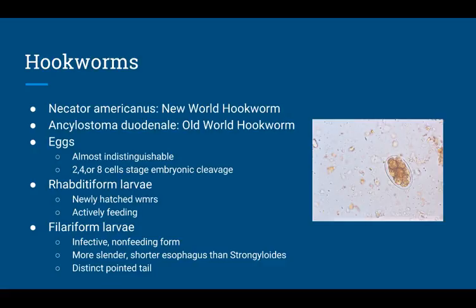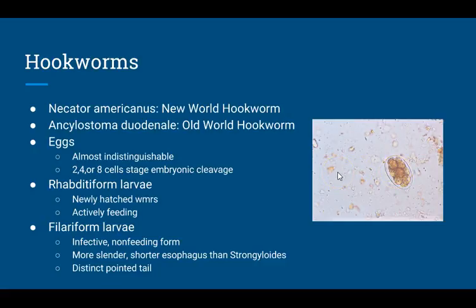Okay, the hookworms. There's two hookworms, Necator americanus, which is the New World hookworm, and Ancylostoma duodenale, which is the old hookworm. With the eggs, they have a little bit of size difference. Ancylostoma is a little smaller than Necator, but other than that, they're almost indistinguishable. So in lab, you are to report these as hookworm eggs. They have 2, 4, or 8 cell stage embryonic cleavage, which are these cells in here.